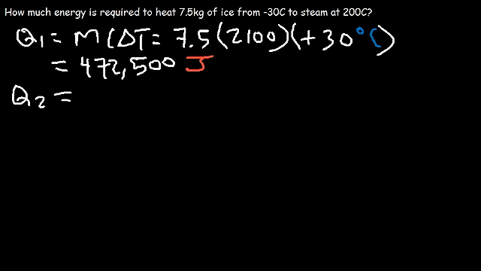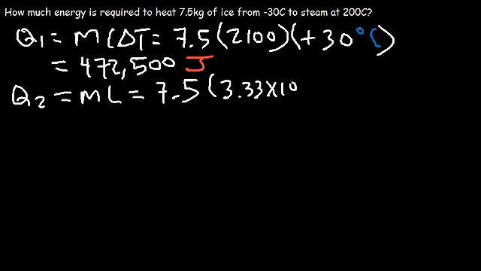Now let's move on to Q2. The equation is m times L. The mass is 7.5, and the amount of energy required to melt ice, the latent heat of fusion, is 3.33 times 10 to the 5. So it's going to take 2,497,500 joules just to melt the ice.